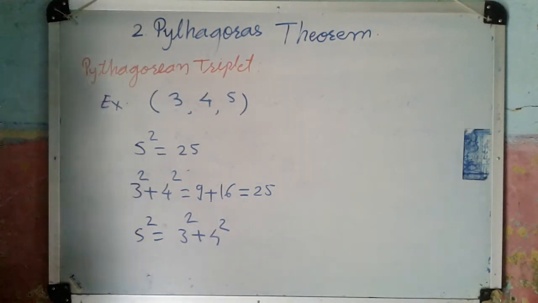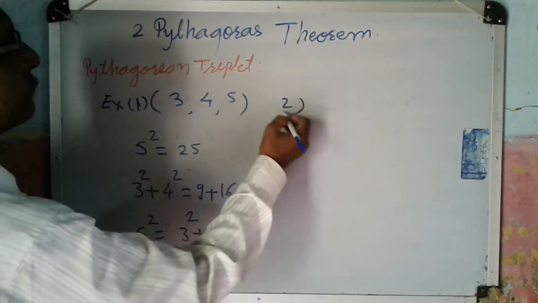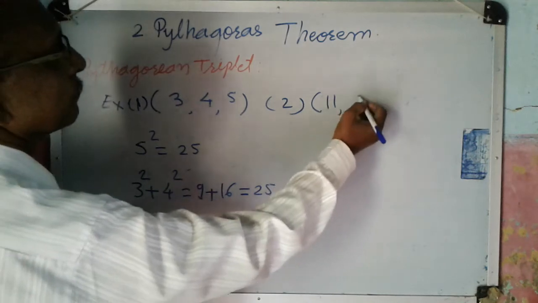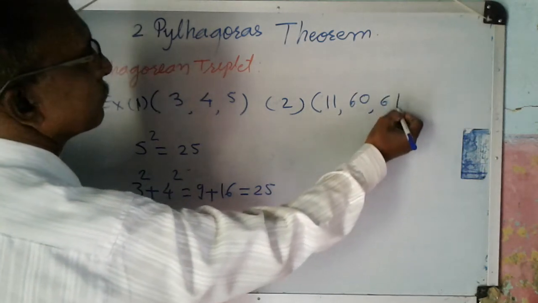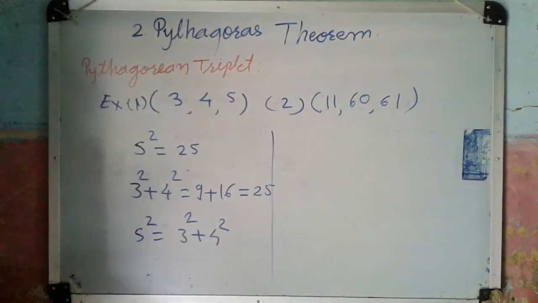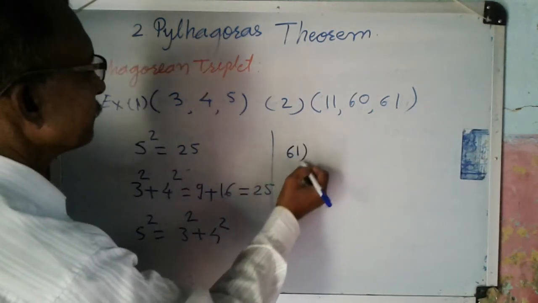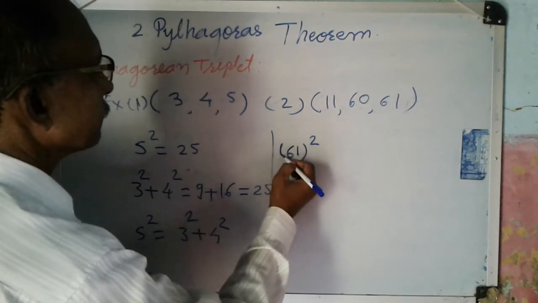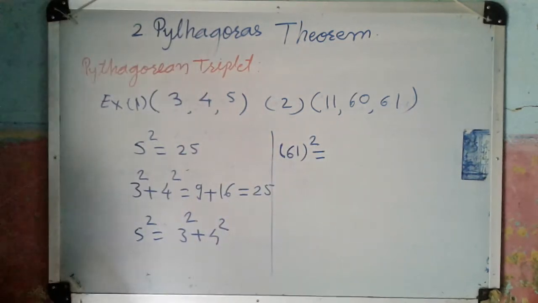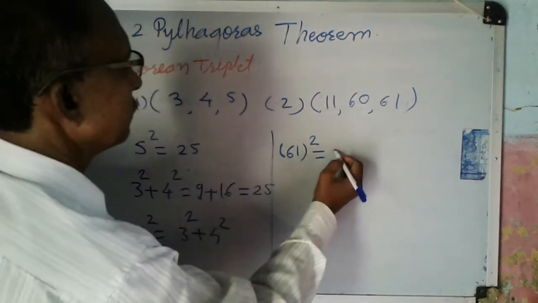Now, one more example we will have here: 11, 60, 61. In this triplet, the larger number is 61. So here square of 61 is equal to 61 multiplied by 61, we get 3721.